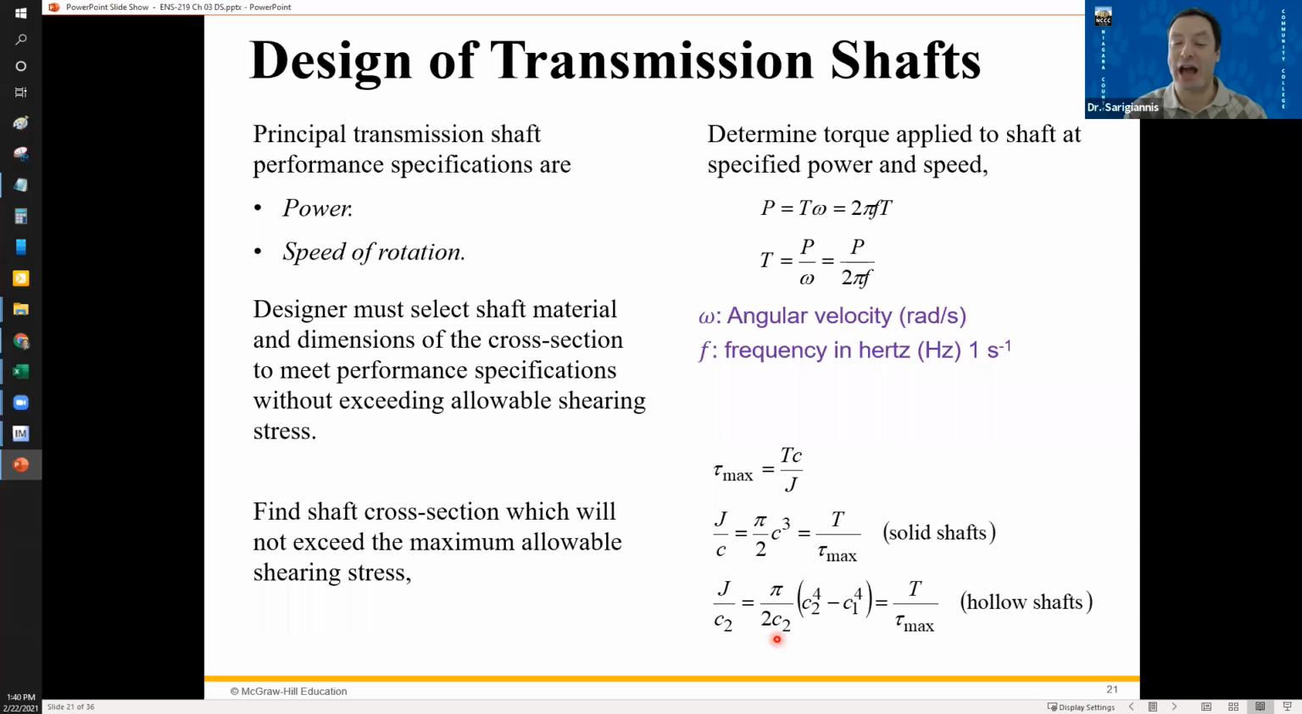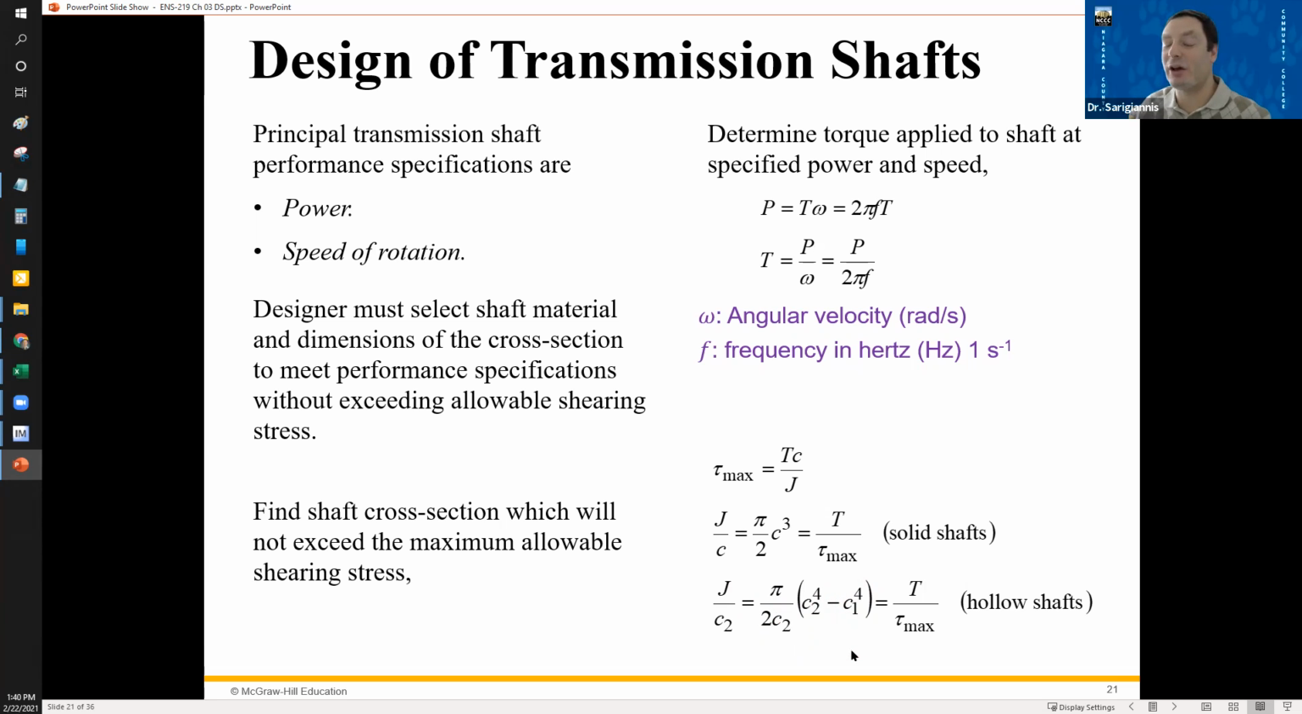However, for hollow shafts, if you do that, you get pi over 2, and you wind up with this equation, right? C2 minus C1. The maximum shear stress is going to occur at the maximum radius, C2. But there's an inner radius on all these hollow tubes, so you need to keep that in the equation.